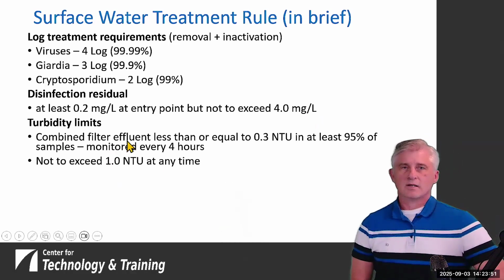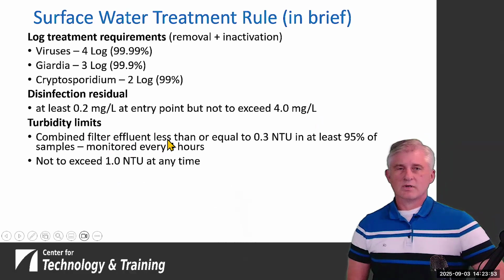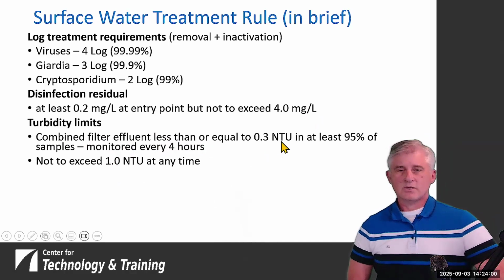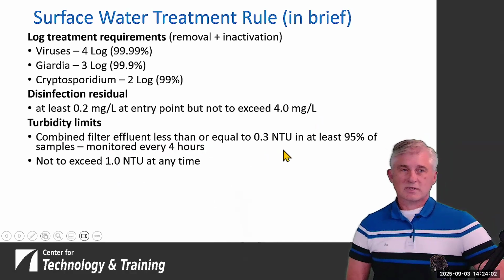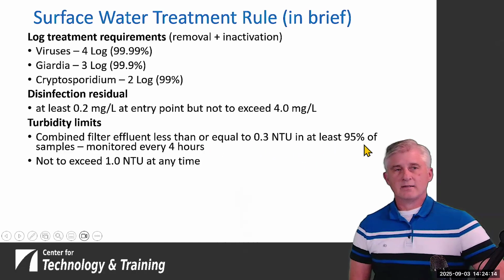Turbidity limits, combined filter effluent. So that's after all your filters come back together, of less than or equal to 0.3 NTUs. NTU is a measurement of the cloudiness, and it's the nephelometric turbidity. So that's less than or equal to 0.3 in at least 95% of your samples, if you're monitoring every 4 hours, and you're never allowed to exceed 1 NTU at any time.